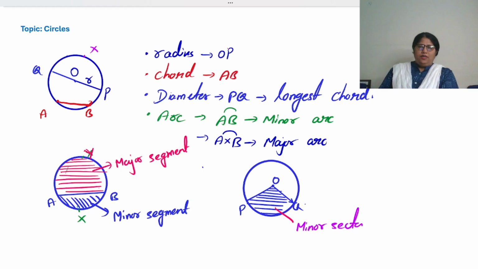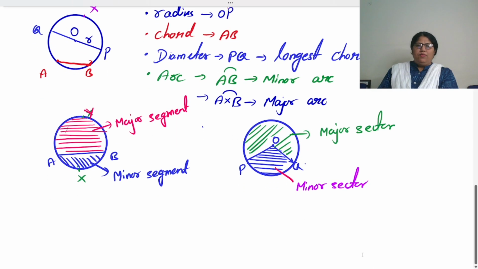Minor sector. Similarly, the area enclosed by the major arc. Here, if you see, PQ is the major arc, right? So the area between the major arc and two radii, if I shade it here, is always more than a semicircle. So this is known as a major sector, right?